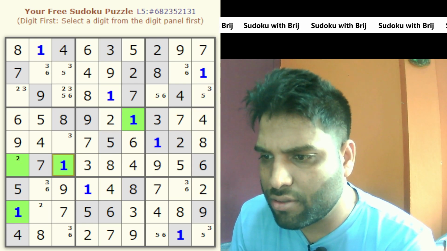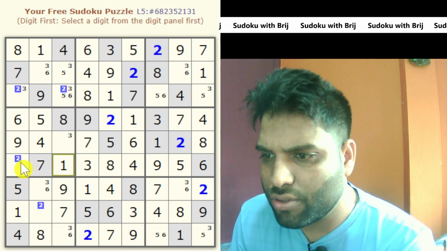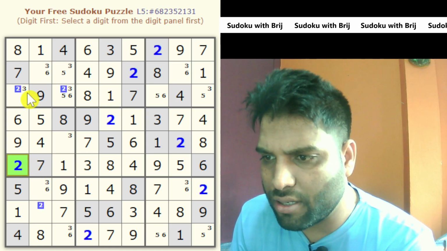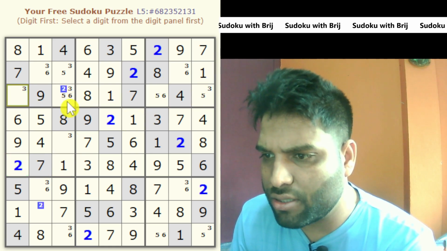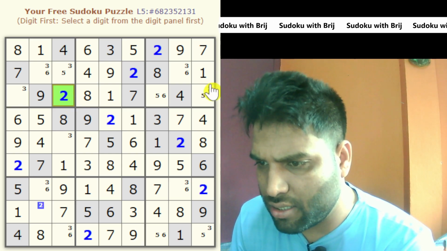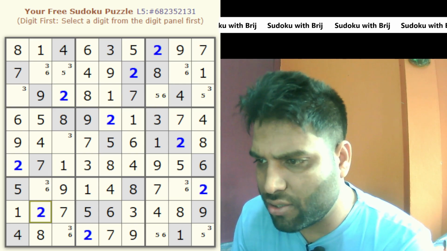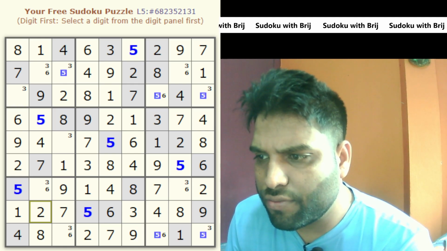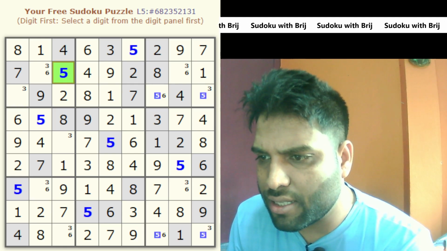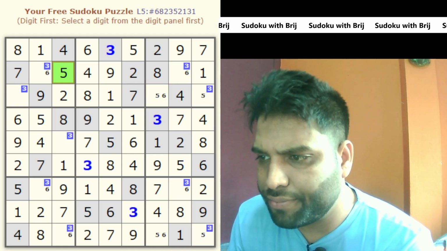and now I can go for 2. 2 is going to be this one, 2 can be eliminated from here, so the only possibility that remains for 2 is here in the cell, and 2 will be here. So now 2 is also solved. Let's move on to 5. So 5 can be in this cell, and then let's move on to 3.